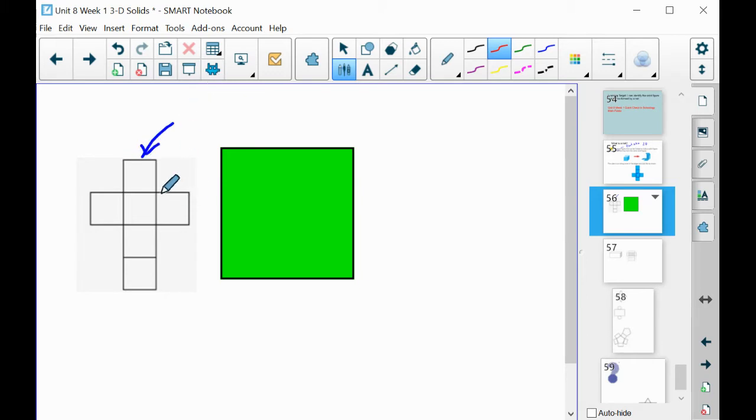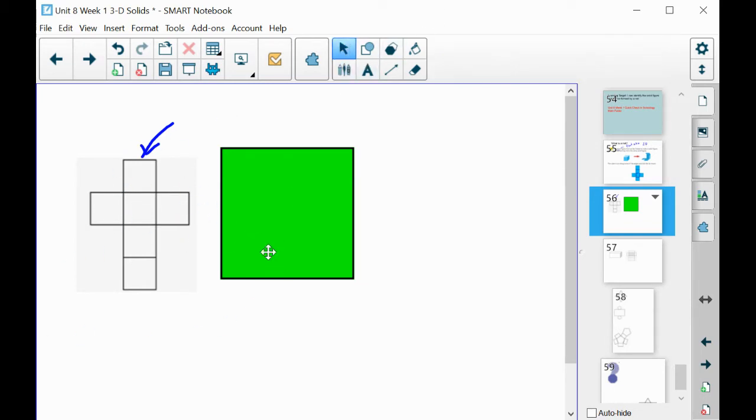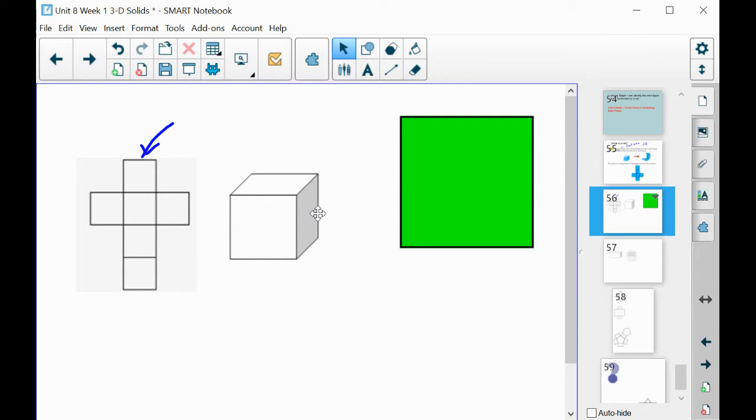Brocker, that's a square. And I'd say, okay, let's look at all the other faces. And you would say, they're all squares. And then I'd say, what solid do you know is made up from all square faces? And then you would say, oh, it's a cube. So this net makes a cube. Now, the purpose of this video is not for you to memorize all the shapes of nets, but just to get some practice seeing them and using them.